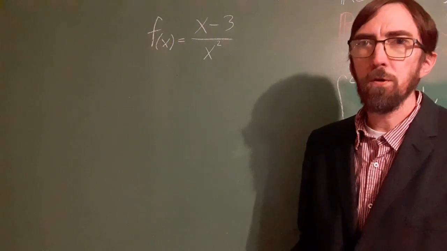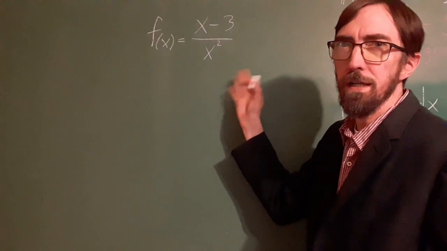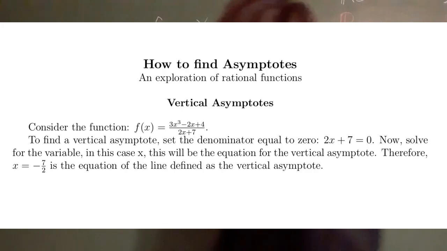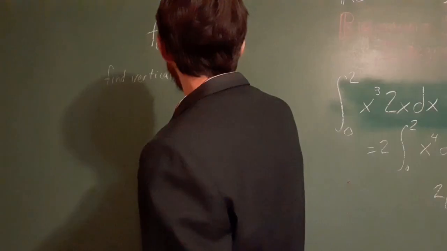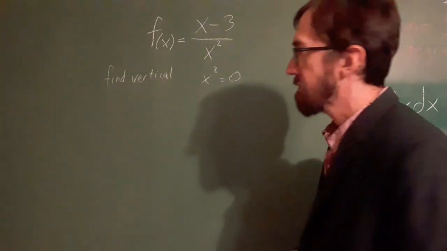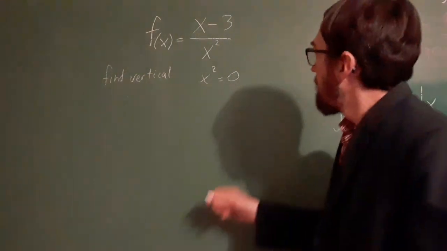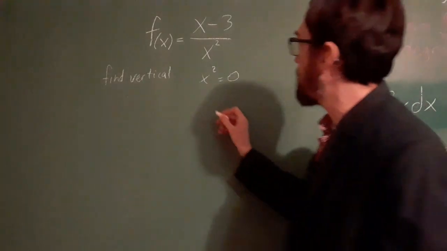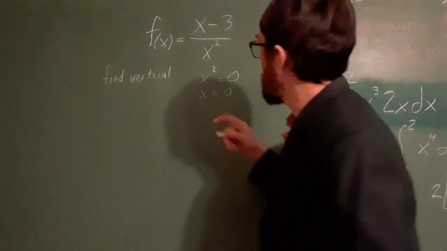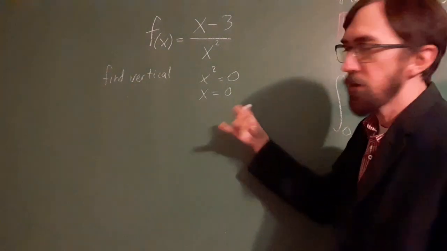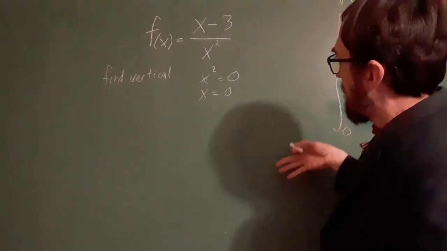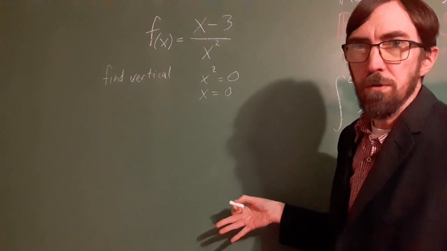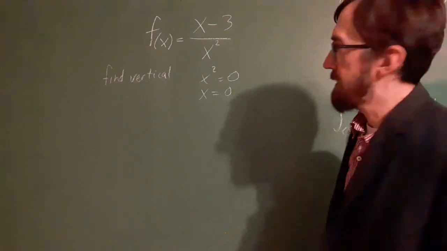First of all, looking for vertical asymptotes, we are going to take the denominator and set it equal to 0. Solving this for x, we're going to take the square root of both sides. So we see that x is equal to 0. This is the location on the graph where we will see a vertical asymptote. So if you graph this, it's just a vertical line at 0, which is just the y-axis.